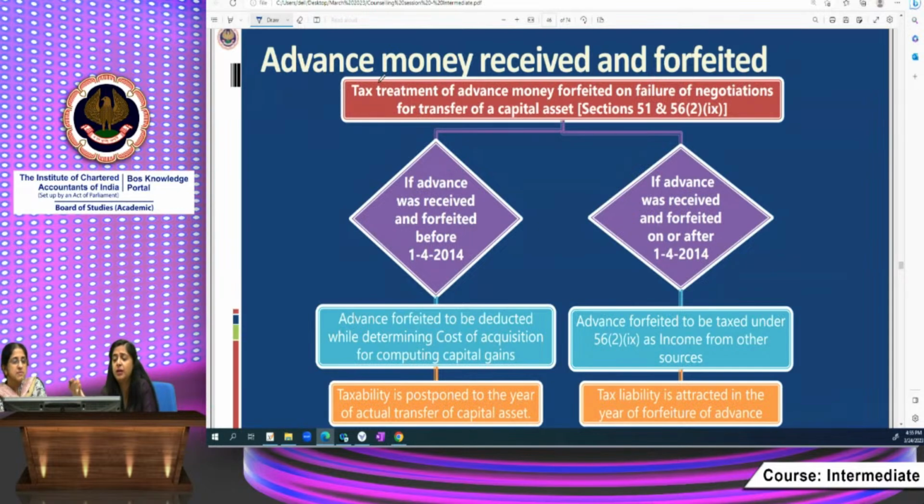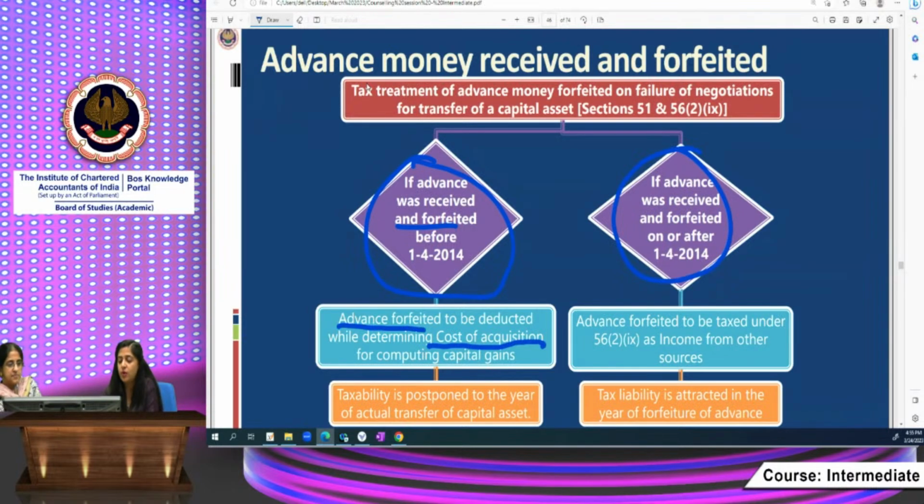Then in that case, the amount which you have received is forfeited. What will be the treatment of that advance money which you have forfeited? If the advance money is received and forfeited before 1st April 2014, then there is a different tax treatment. If it is received and forfeited after 1st April 2014, then it is a different tax treatment. If the transaction took place before this and you have received the advance which is forfeited, in that case, the advance which you have forfeited, you have to reduce it from your cost of acquisition while you subsequently transfer the property.